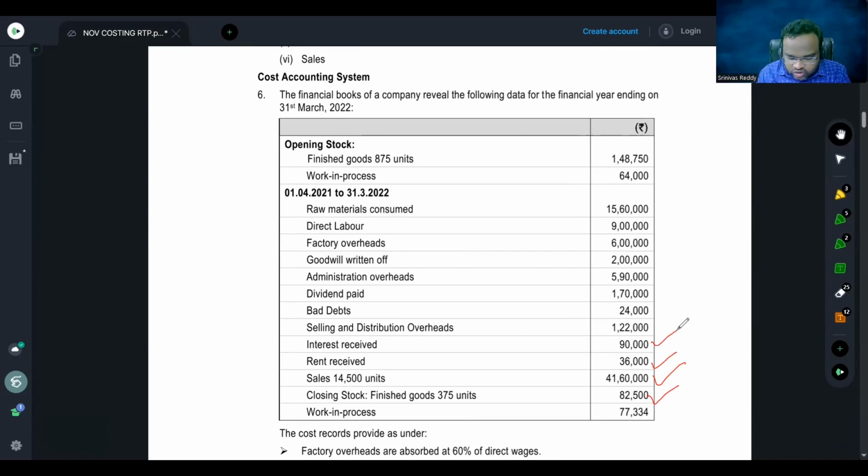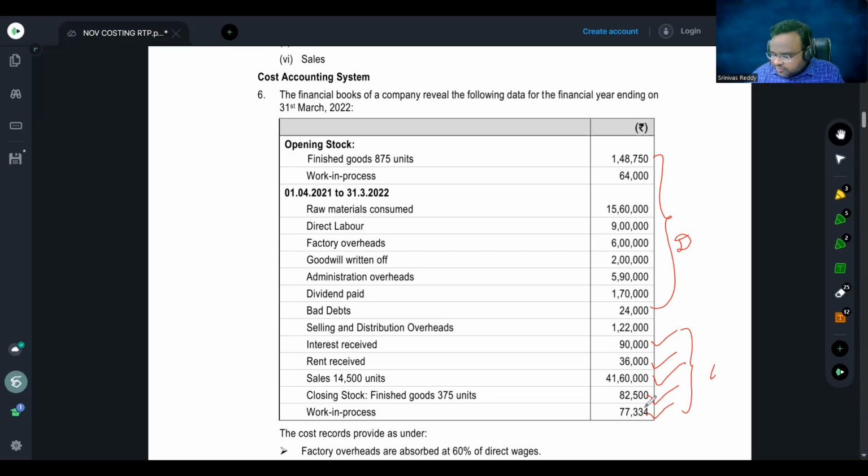So the closing stock of WIP is also on the credit side. So these all are on the credit side, and these all are on the debit side. Now, can we work out credit minus debit? Yes. How much amount of sales? 41 lakh 60,000. 82,500 plus 77,334. Rent received 36,000. I'm doing directly 90,000. So on the credit side, you have 44 lakh 45,834.